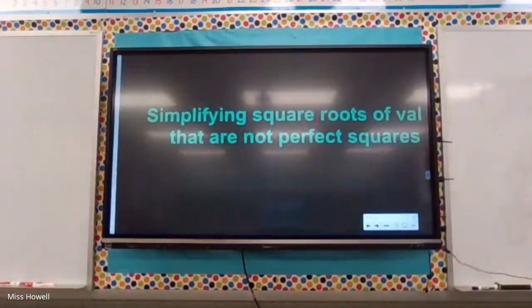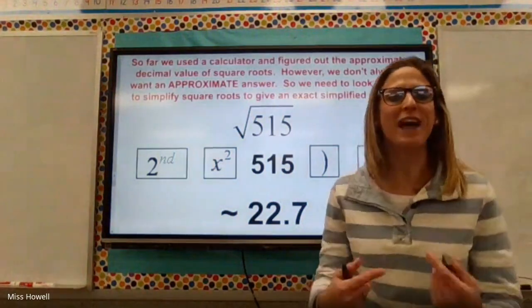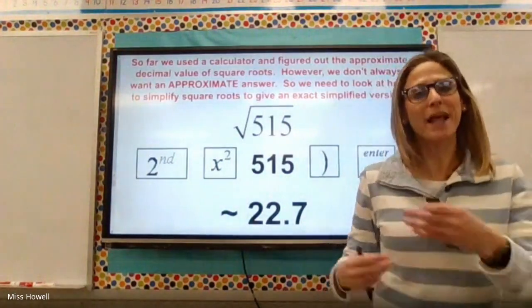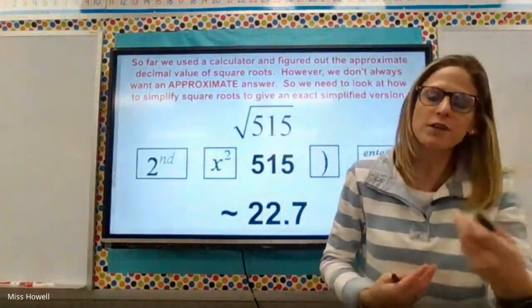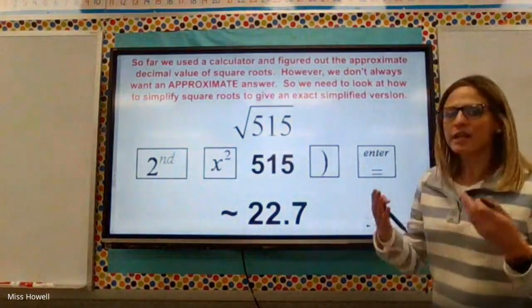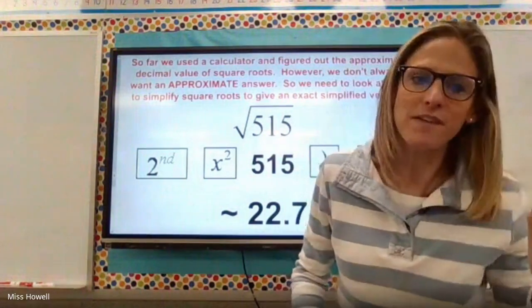So yesterday we started to look at, what if the number underneath the radical sign is not a perfect square? If I were to type it into my calculator, I would end up with the irrational decimal version, the non-terminating, non-repeating version of that number. In that case, we don't want to give an approximate decimal number. We want to give the exact simplified version.